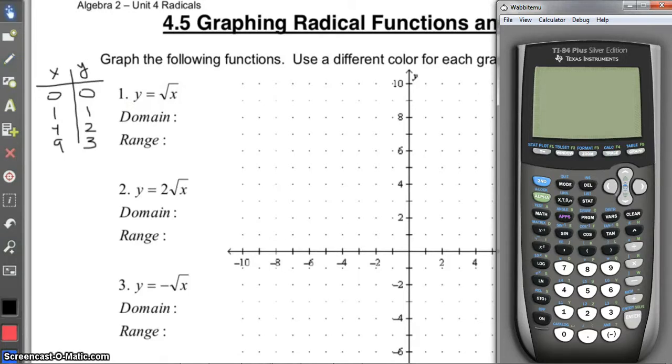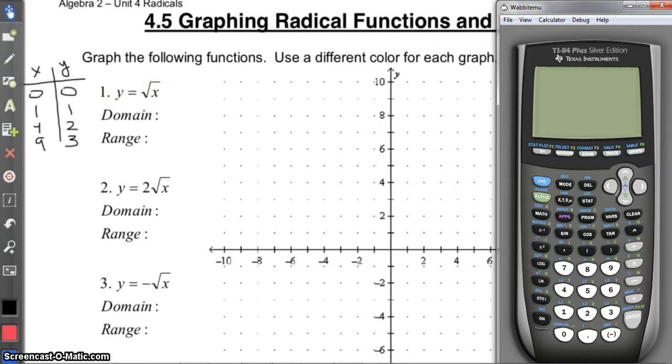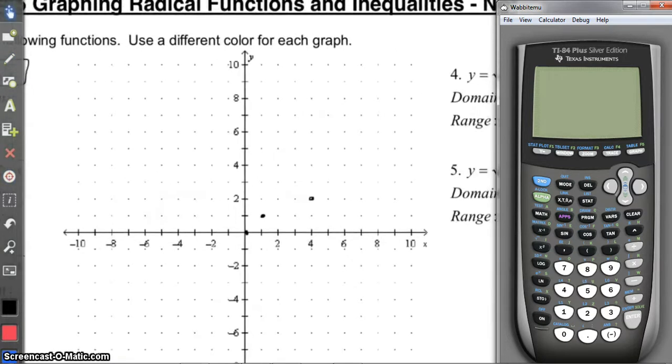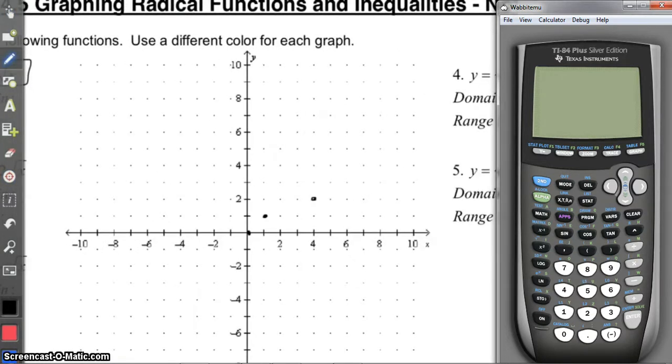Now let's graph it. 0, 0, so I'm going to use the same color. So 0, 0, black would be my parent function. So keep in mind that this is going to be your parent function. So 0, 0, and then the other one is 1, 1. Then 4, 2. Then 9, 3. So this is going to be my radical function or square root function.